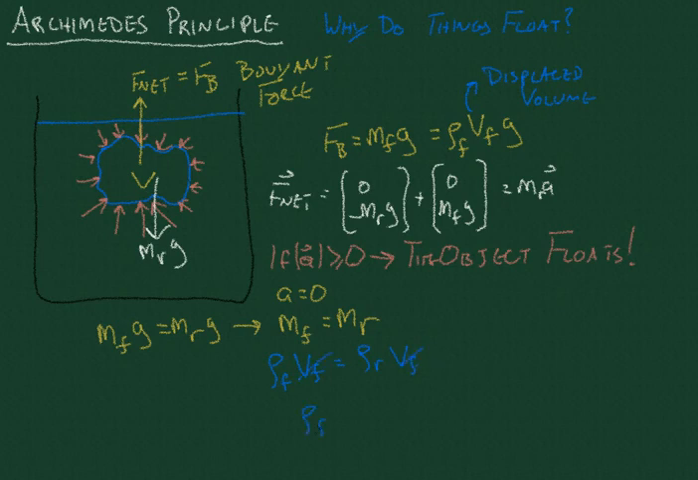So it says that their densities are the same. This is probably something you remember from high school chemistry, that if we have an object that's more dense than the fluid, then it's going to sink. But if the density of the object is less than the density of the fluid, then it's going to float.